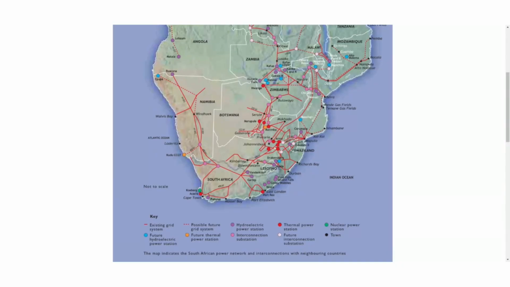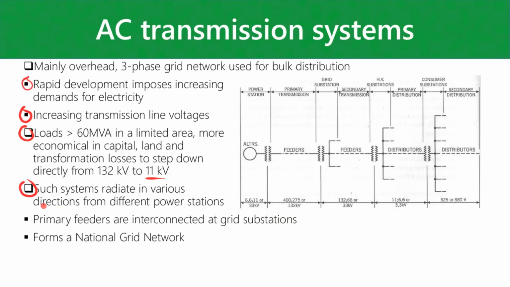Apollo substation. So we have our primary feeders that are interconnected at grid substations. At your substations is where you have the distribution out to different towns and different cities. And this all forms part of your national grid network.